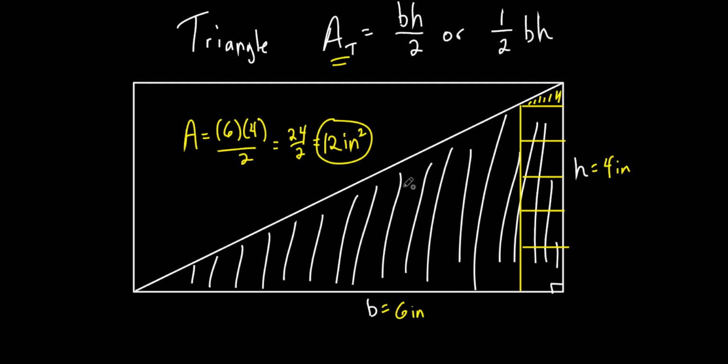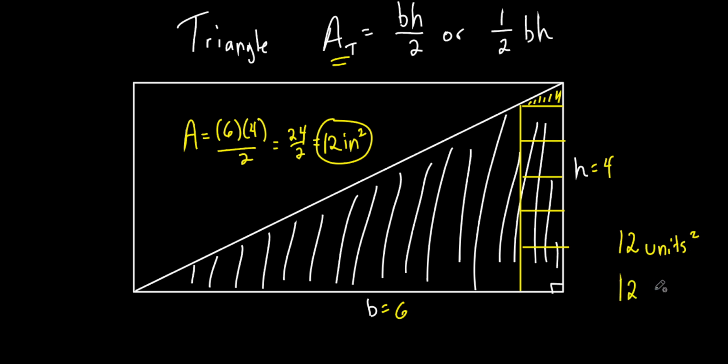Sometimes they'll do this. Let's say they didn't put any units on this. Let's say they just said that this was 6 and this was 4. You didn't know if it was inches or centimeters or feet or miles. You had no idea. So you do your work and you get 12. This is what they do a lot of times. Since they didn't tell you the units, they'll say units squared. If you do an odd problem, you look in the back of the book, you might see this, units squared.